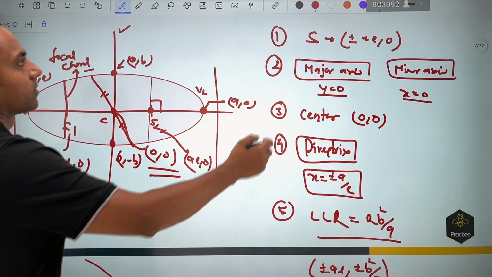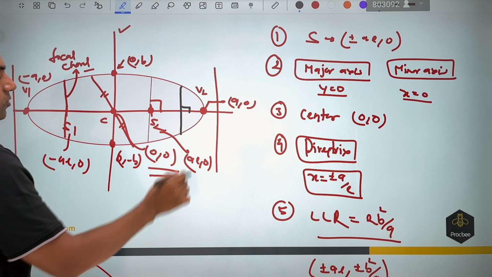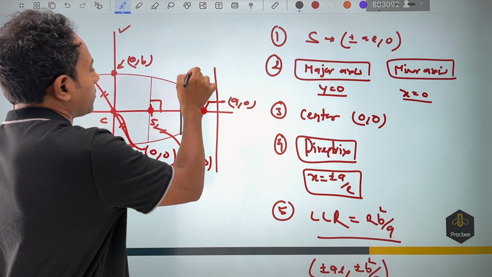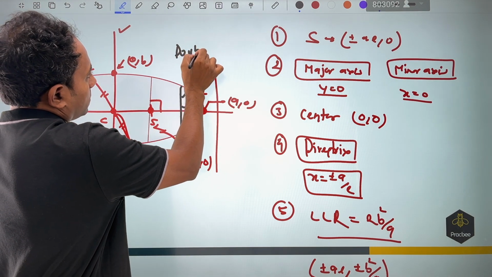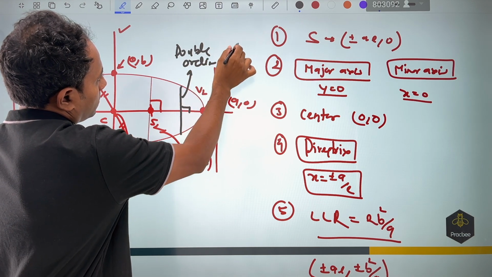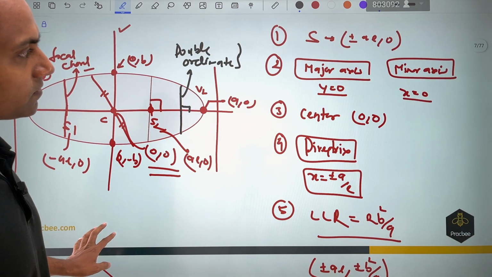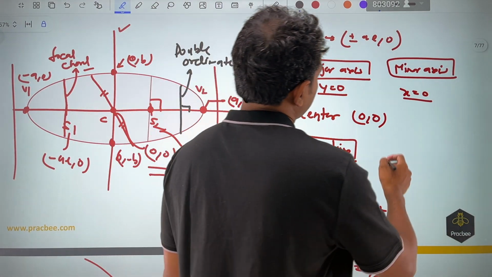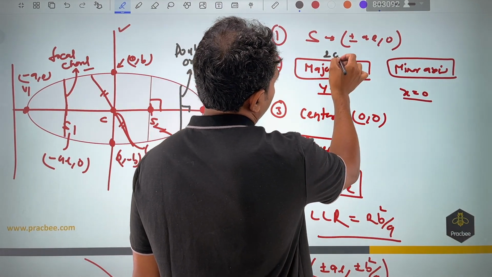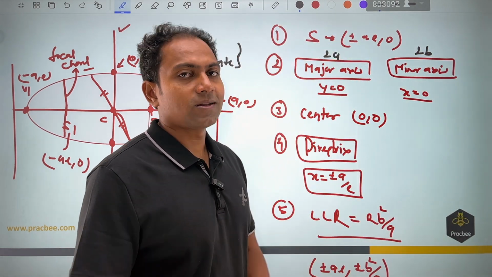One very important thing again is this idea of double ordinate. So any chord perpendicular to the axis would be known as double ordinate. So you can see that there are five important ideas surrounding this. Corresponding to major axis, minor axis, I can also write the length. The length will become 2a and 2b. So a and b will become semi-major and semi-minor axis respectively.